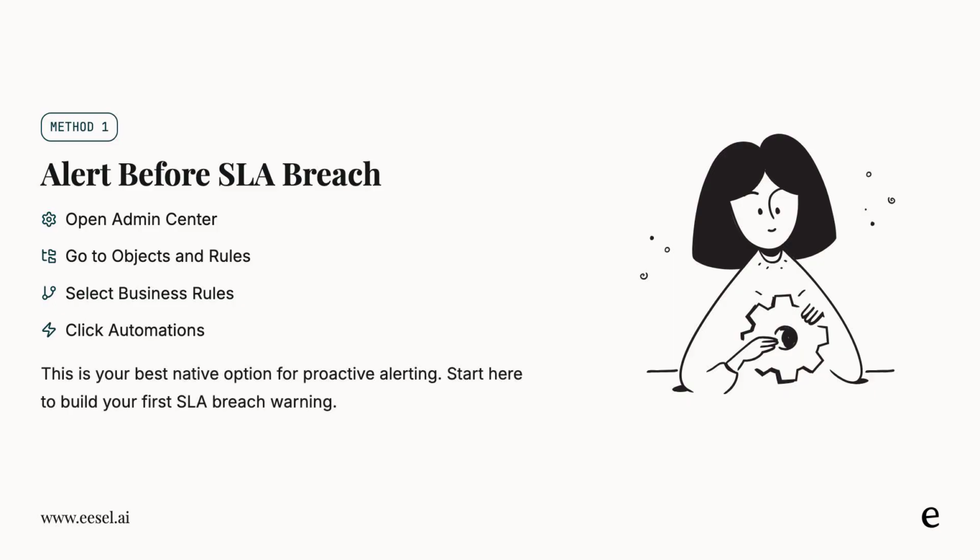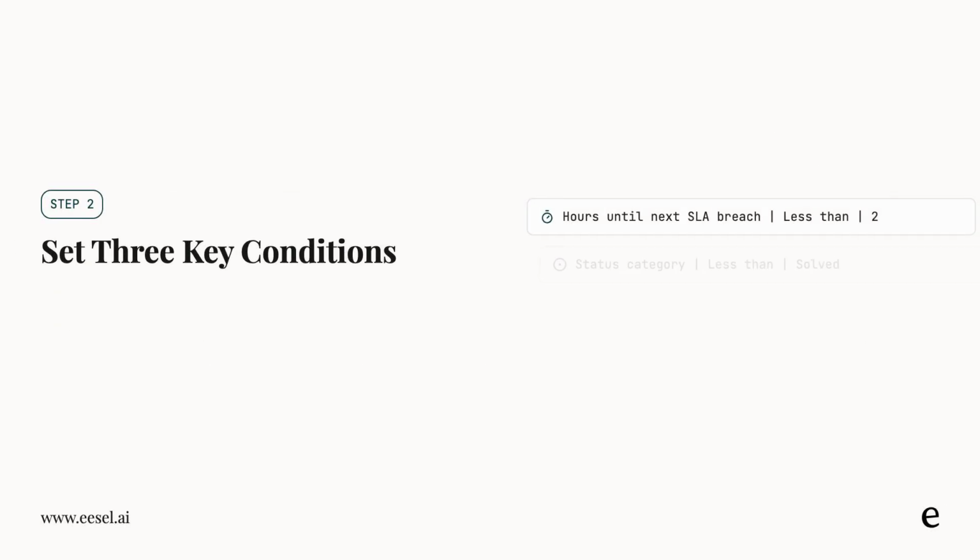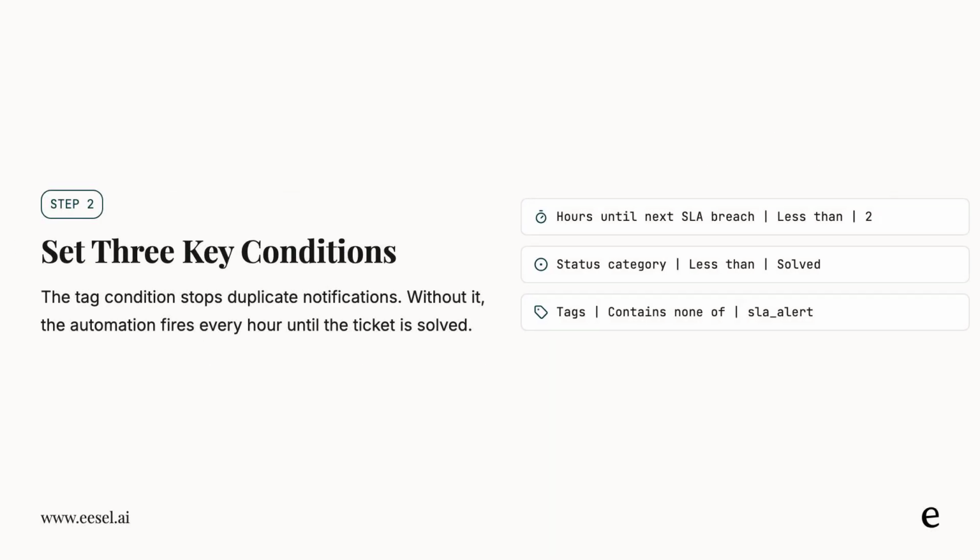Head to Admin Center, then Objects and Rules, Business Rules, and click Automations. This is where you will build your first SLA breach warning. Set 3 conditions: hours until next SLA breach less than 2, status less than solved, and tags contains none of SLA_alert. That tag condition is critical because without it, your team gets spammed with duplicate notifications every single hour.